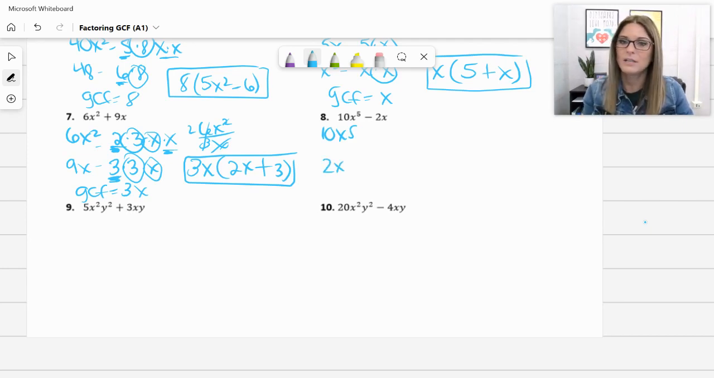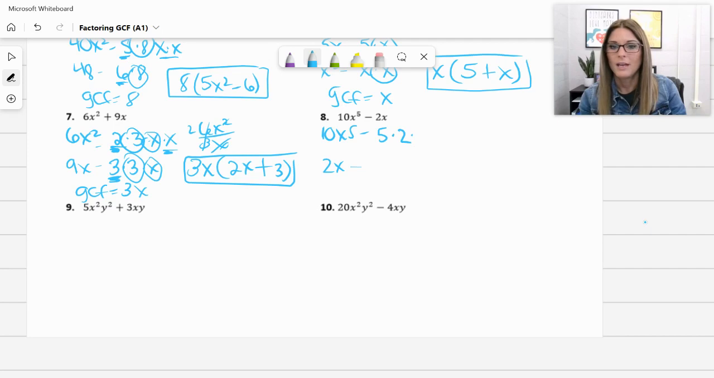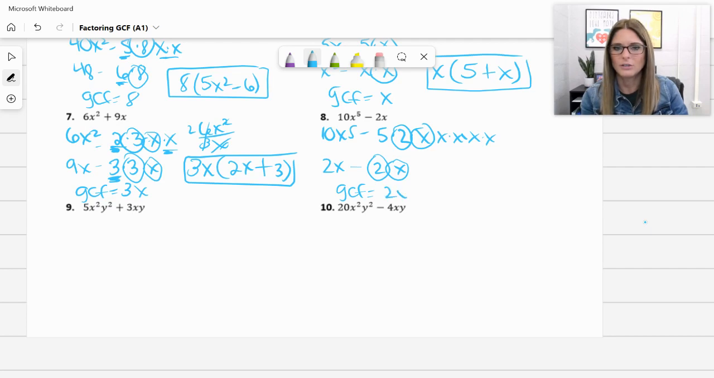Notice I don't really care that it was minus 2x. I'm not going to worry about a factor of negative 2x. I'm just going to find my factors and I'll apply that minus sign in my parentheses. So 10 and 2, coefficient-wise, a 2, right? So we could have 5 times 2 makes 10, and we have 5 x's here. In 2x, we could just have 2 times 1, so 2 times an x. So they have a 2 in common and an x in common. GCF for number 8 here is 2x.